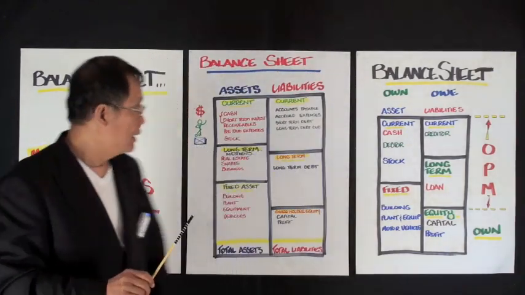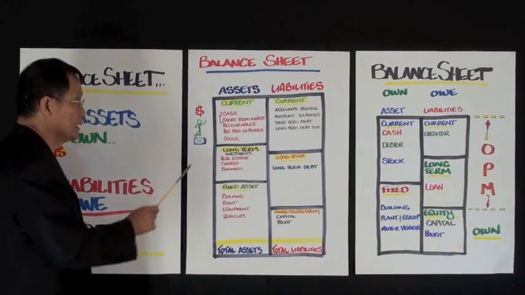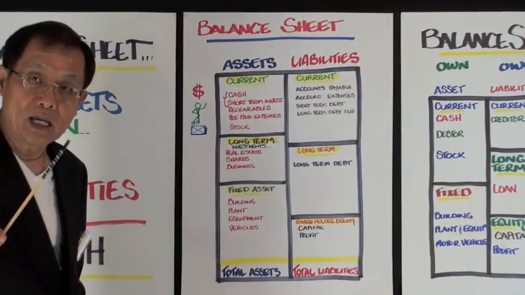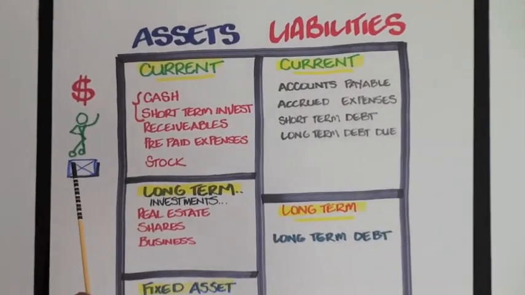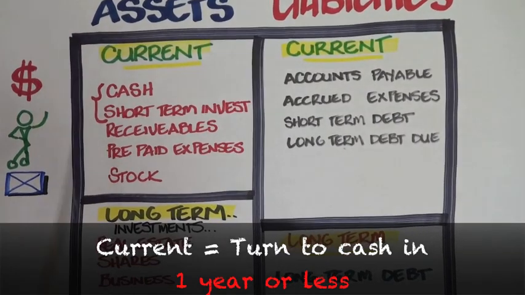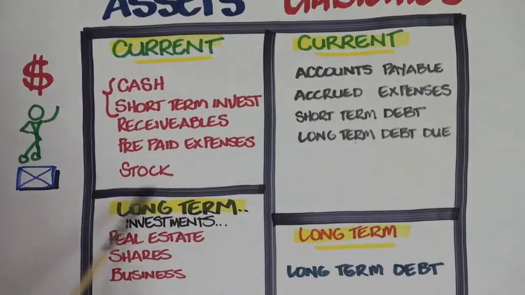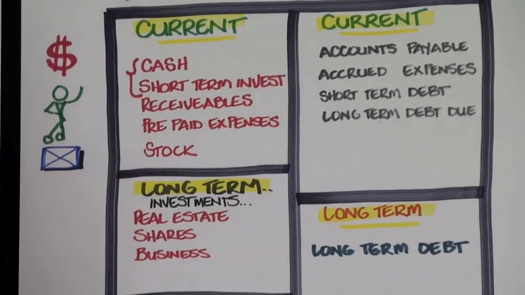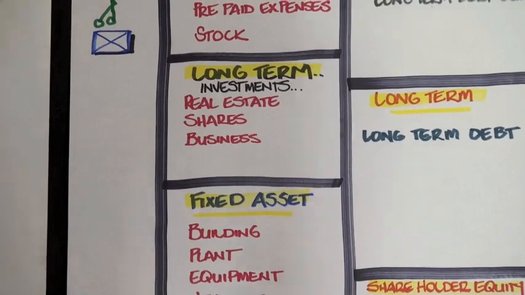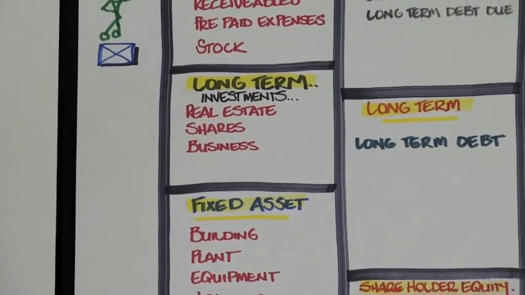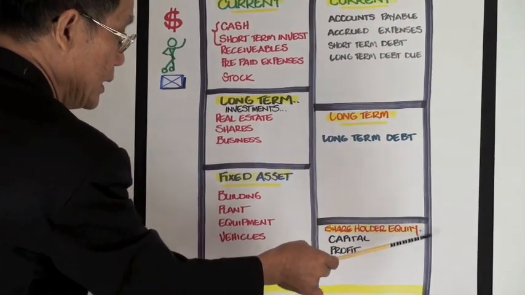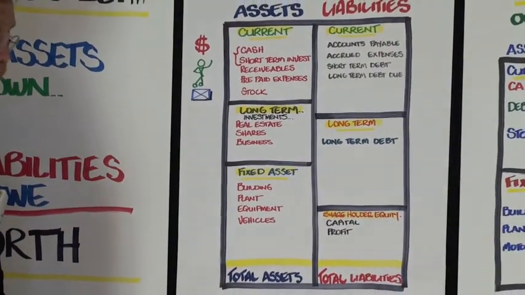Now, in the published account, you will see current assets and current liabilities. They are assets and liabilities which can be converted into cash within 1 year or less. Anything that is liquid. Then you have long-term investment, then you have fixed assets. Here you have long-term liability and equity. This is other people's money. This is your own money.